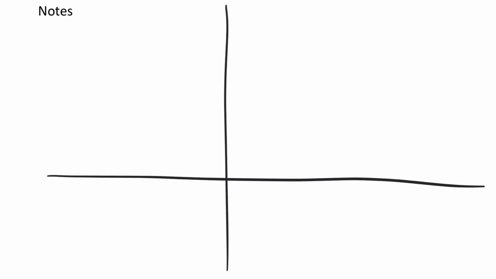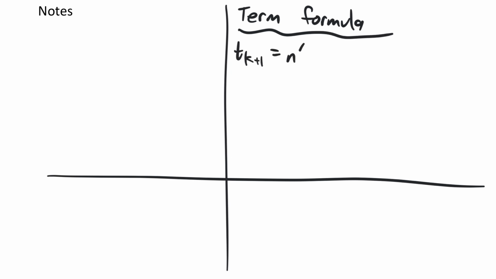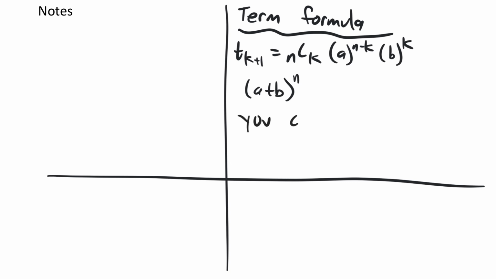All right, let's go ahead and take some notes on this. So this is the binomial expansion, but we're using the term formula. So basically, this is the term formula. And so the term formula is t sub k plus 1 equals n choose k, a to the n minus k, b to the k. And this expands for a binomial a plus b to the power of n. So you can see there's the a, there's the b, there's the n, and you choose k. You choose k to get the correct term.